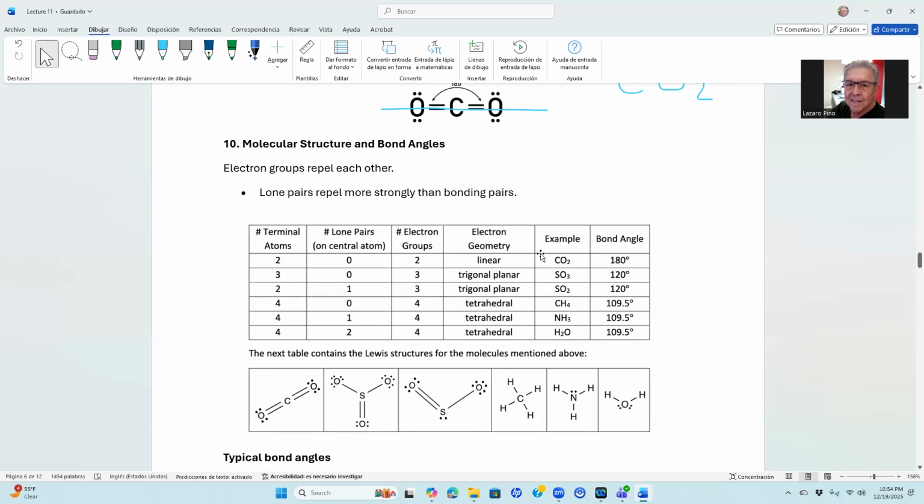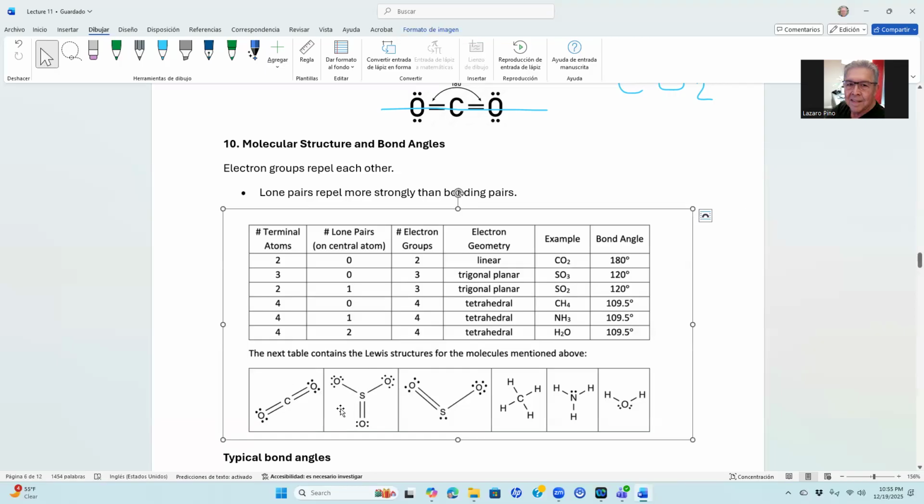You can get different geometries in the molecule. For example, if you have two pairs of electrons, two groups of electrons, the molecule will be linear like carbon dioxide, and the bond angle will be 180. If you have three pairs of electron groups, then the molecule will be trigonal planar. Look, like this one. This is linear, but this is trigonal planar because it's a triangle in the same plane.